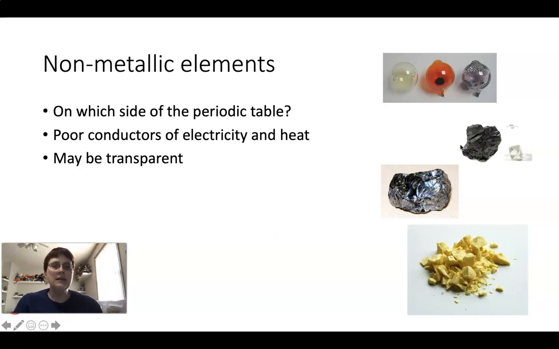So you can see here we've got opaque versions, sulfur. Of course, I can't remember what that one is now. This one is coal, but this is diamond. These are both made out of carbon. And then up here we've got chlorine, bromine, and iodine. So depending on the element and depending on its form, they can be either opaque or transparent.